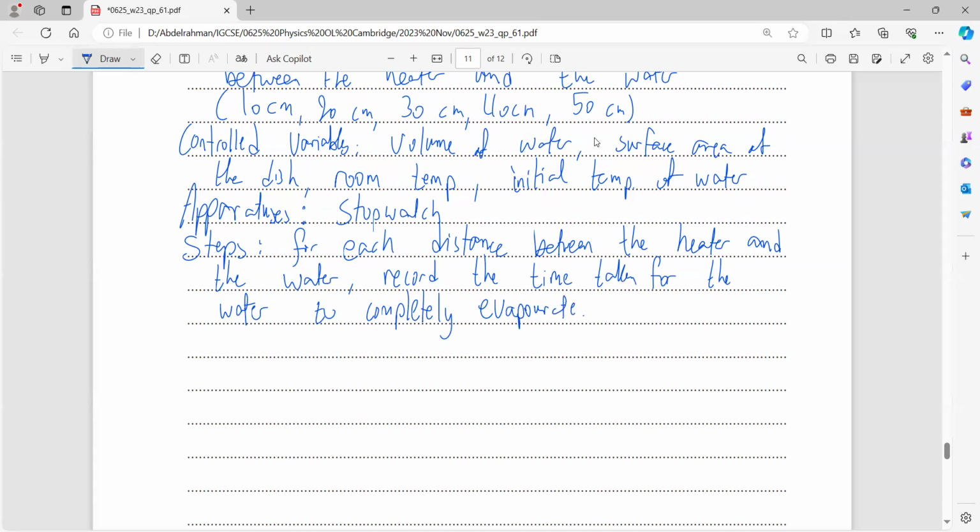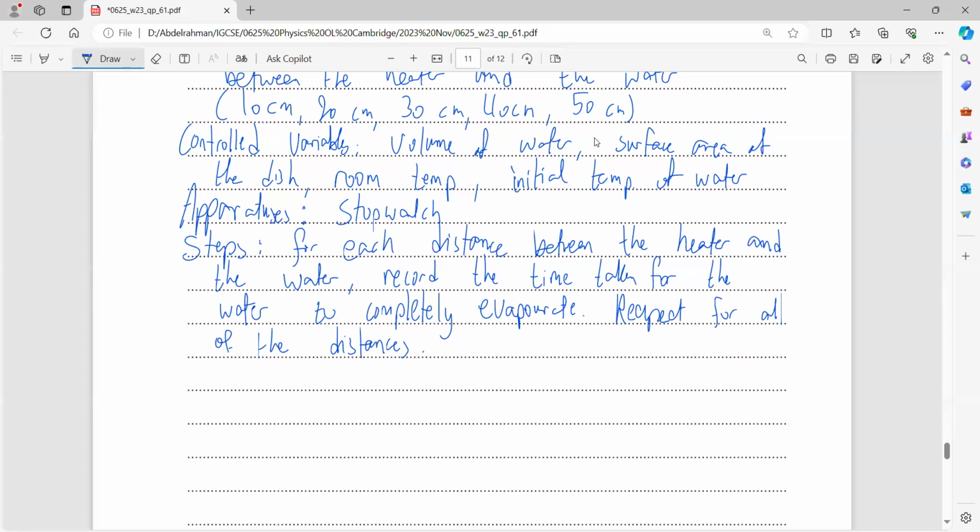Repeat. I told you, one of the very important statements you must write down in each plan experiment is: repeat for all of the distances. You have to write it down. It's a must, to say that I will repeat for all of the distances. That's the steps. Yes, these are all the steps you need to write down.